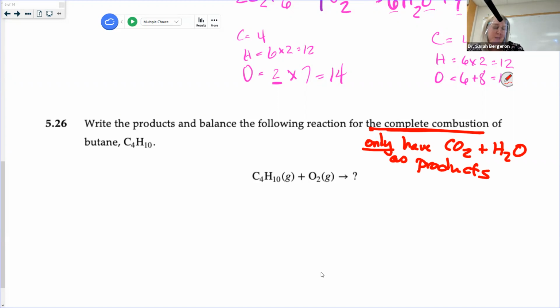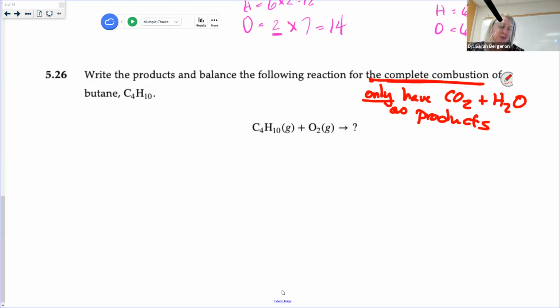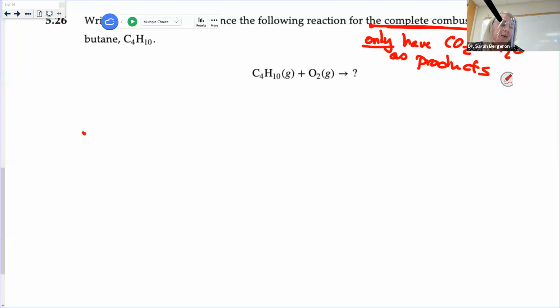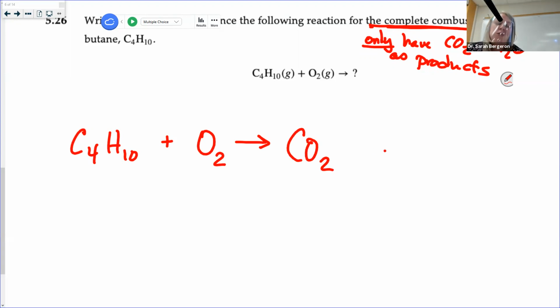Okay, so let me write this a little bit bigger so we have a little bit more room. So we have C4H10, and I'm not going to write in the states of matter just so that I have a little bit more room. O2 yield, is this reversible or irreversible? Irreversible. What are my two products? CO2, H2O. Okay, now I need to balance these chemicals on either side of the equation.